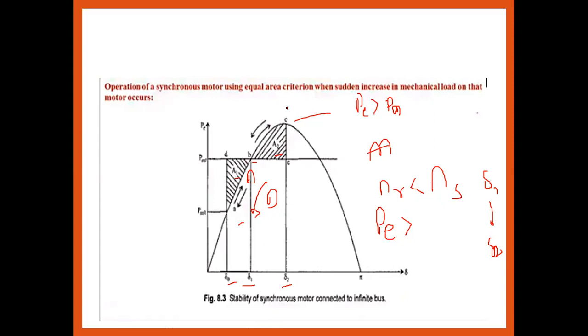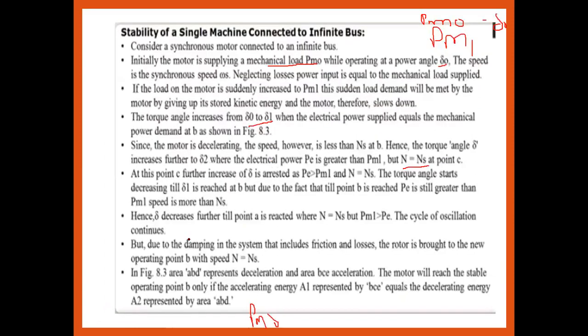Means, first it goes from A to B, then B to the C, then C to the B. Now when it comes to point B, the angle is delta 1. When delta 1 happens, the angle is reduced, the speed is reduced, and automatically the power is lowered down. Power is lowered, and again the areas are equal, that is A1 is equal to A2. Hence the delta decreases further till n is equal to ns, but Pm is nothing but the Pe.